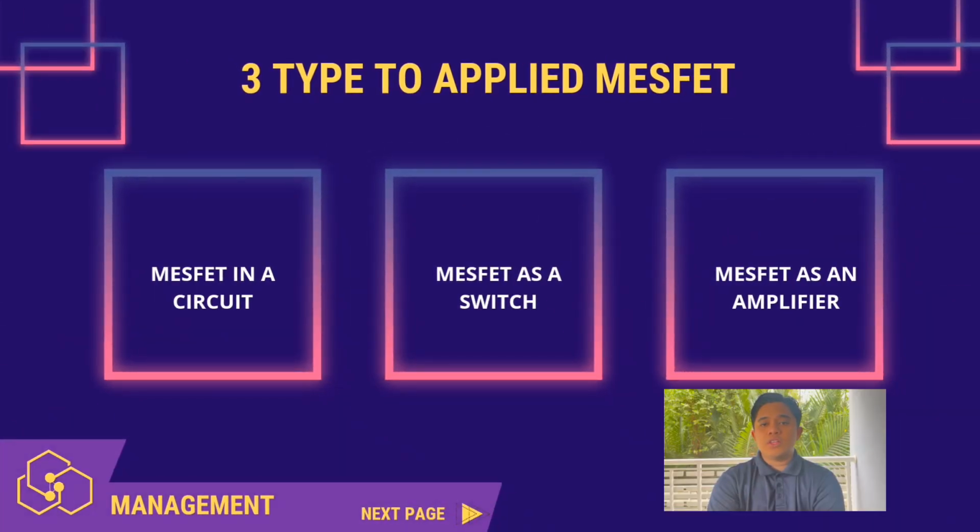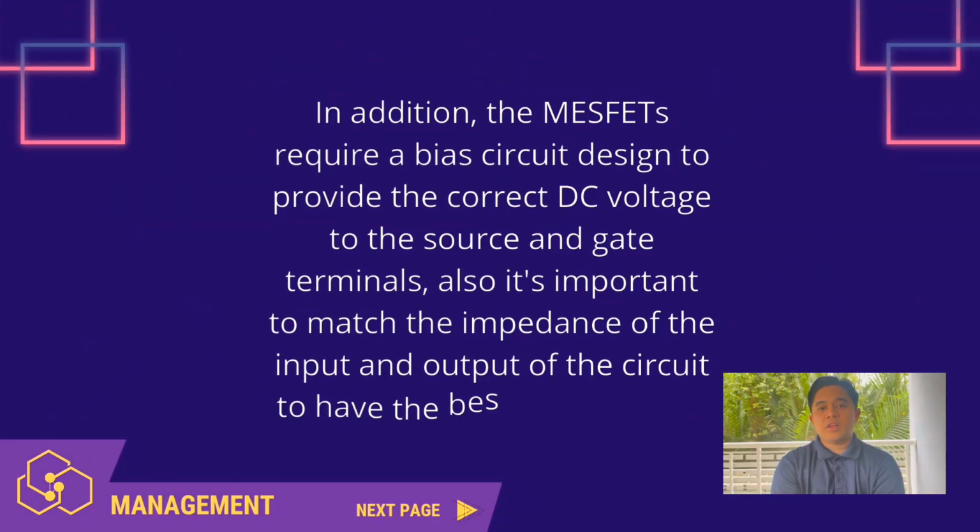In MESFET, we have three applications. The first one is MESFET in a circuit. The second is MESFET as a switch, and the third is MESFET as an amplifier. In addition, the MESFET requires a bias circuit designed to provide the correct DC voltage to the source and gate terminals. Also, it is important to match the impedance of the input and output of the circuit to have the best performance.